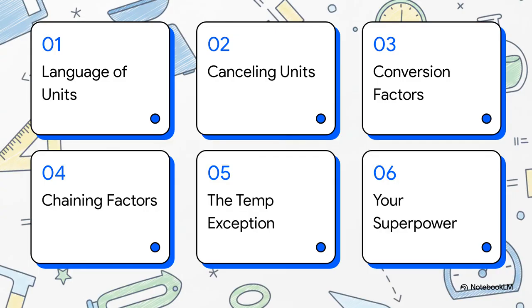So here's the game plan. First, we'll talk about the universal language of units. Then we'll get to the real secret, canceling units. After that, we'll build our toolkit of conversion factors, learn how to chain them together for some real power, and look at the one big exception. Yep, it's temperature. And then, finally, we'll unleash your new superpower.